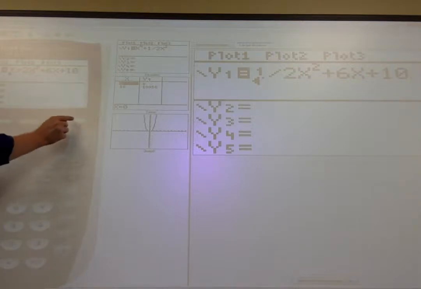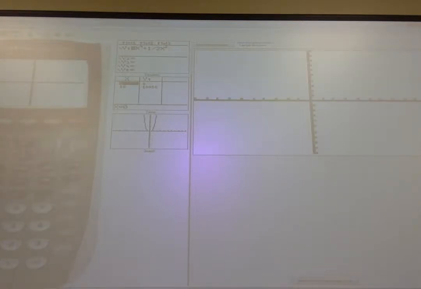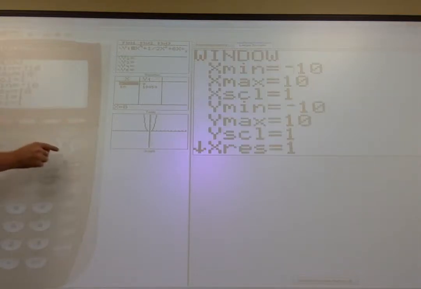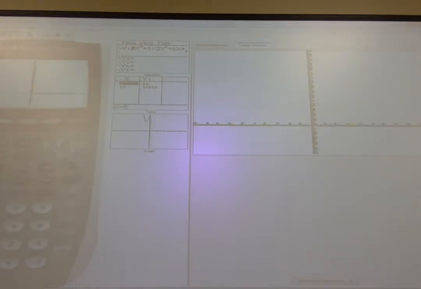If I leave that on a standard window, can I see it? Let's take our window up. Y max, how about up to 30? See that? If you kept zooming out, it never comes back down. It's always concave up. It never changes.